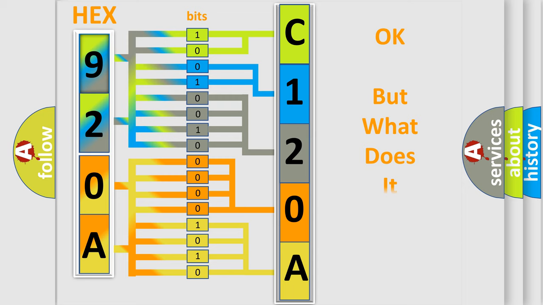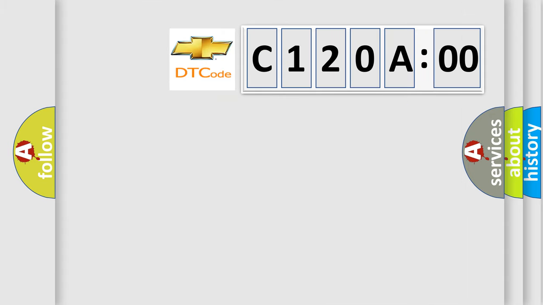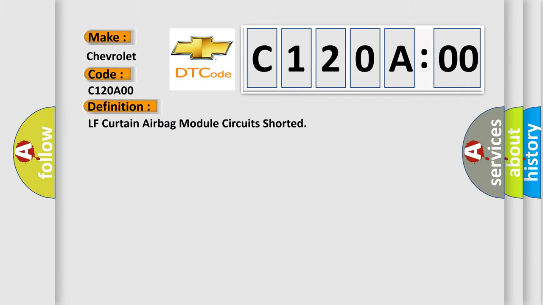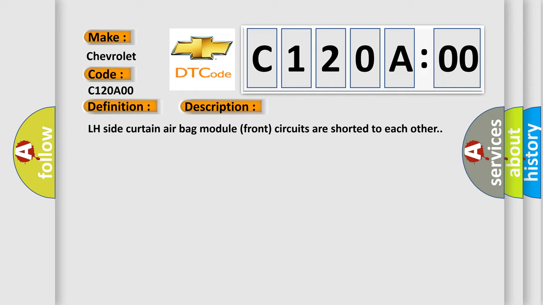The number itself does not make sense to us if we cannot assign information to what it actually expresses. So, what does the Diagnostic Trouble Code C120A-00 specifically interpret for Chevrolet car manufacturers? The basic definition is LF curtain airbag module circuit shorted. And now this is a short description of this DTC code. LH side curtain airbag module front circuits are shorted to each other.